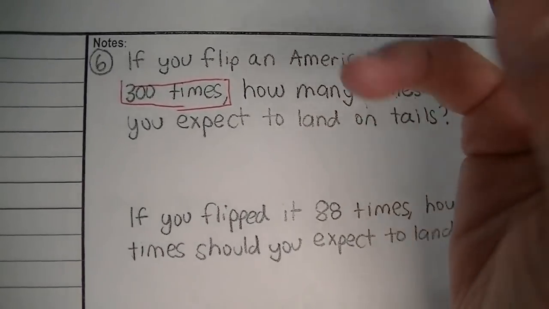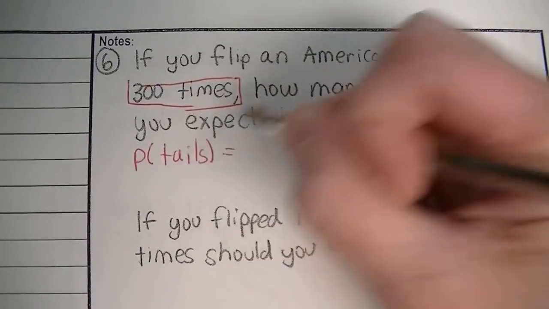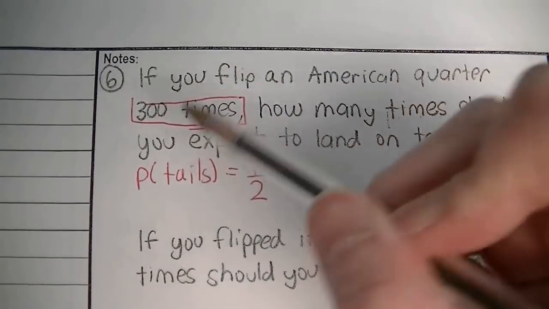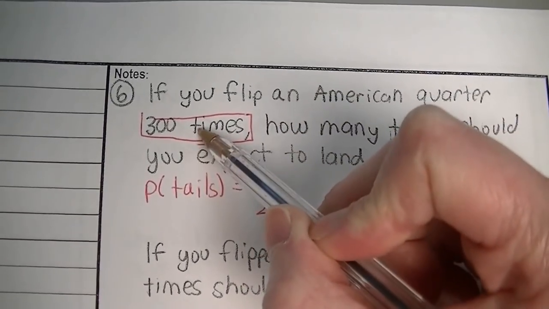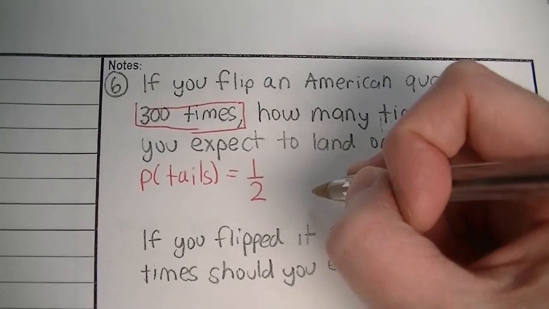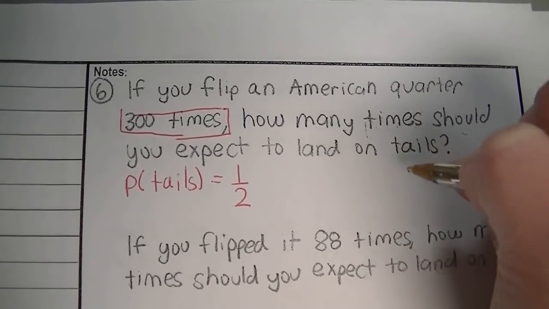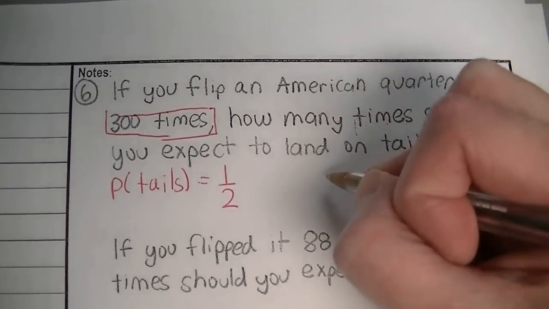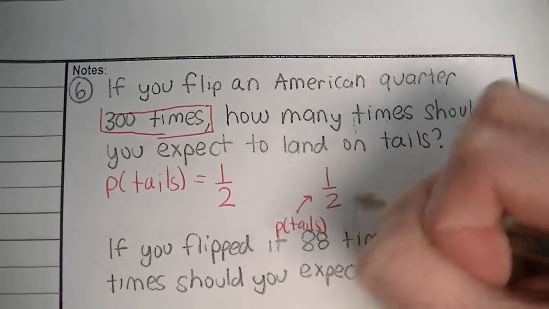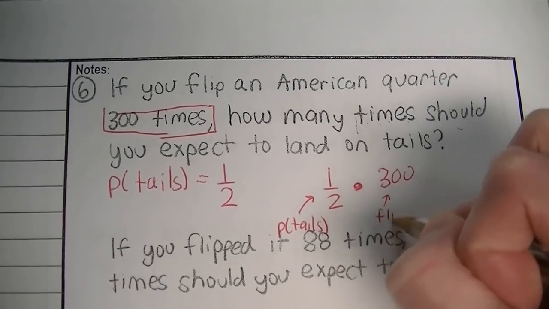Okay. So you'd write this out like this. Probability of landing on tails. Let's find that first. What's the probability of landing on tails on a quarter? It's 1/2, right? So that's the probability of landing on tails, but you're flipping that coin 300 times. So I can either write 1/2 to represent the first flip, plus 1/2 to represent the second flip, plus 1/2 to represent the third flip, and keep doing that 300 times, but there's a faster way, because multiplication is repeated addition. So all you have to do is take that 1/2, which is the probability of landing on tails, and multiply it by the 300 flips. Okay?